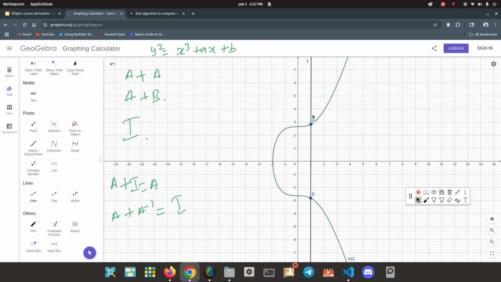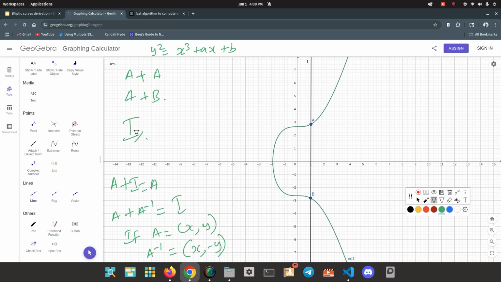Now you notice that this line never intersects the curve at any other point, right? So it meets the curve at exactly 2 points. In order to define the addition, we need 3 points. So we say that this line intersects the curve at the third point at infinity, the identity point. So basically A inverse, if A is x comma y according to our elliptic curve, then A inverse is x comma negative y, so that we get to the point at infinity, which is the identity element that we have defined here.